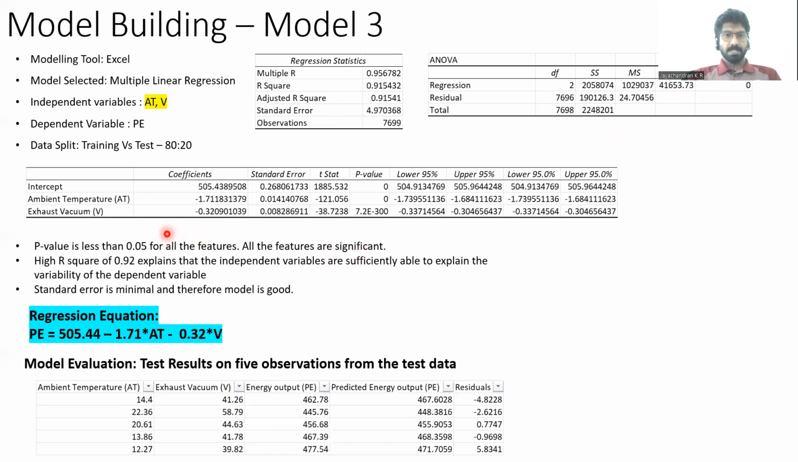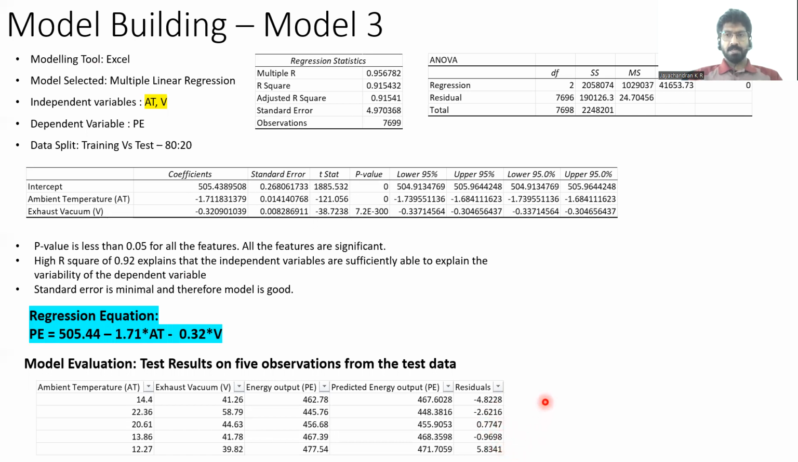And even for the variables, both the ambient temperature and exhaust vacuum, the p-value is less than 0.05. So these variables are again significant. And the standard error is 4.97, which is also pretty good. There isn't a lot of deviation out there. Again, the same set of 5 observations has been used for the model evaluation, and the residuals are just ranging between 0.7 to almost 5.8.